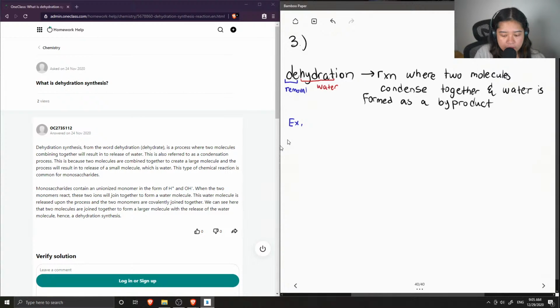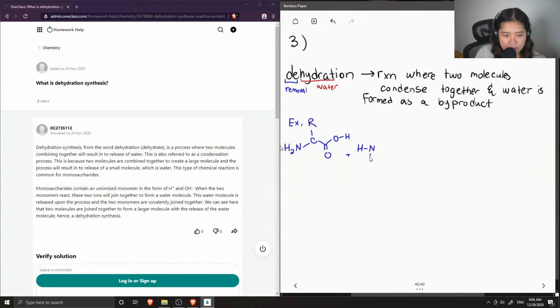Let's say we had 2 amino acids, and every amino acid contains an amine group, and they also contain carboxylic acid. And what makes every amino acid unique is their R group. This is just an example, it can be any amino acid, so depending on the R group it can change, and that's how we can tell amino acids apart. So that's one amino acid, and then I'll just draw another one.